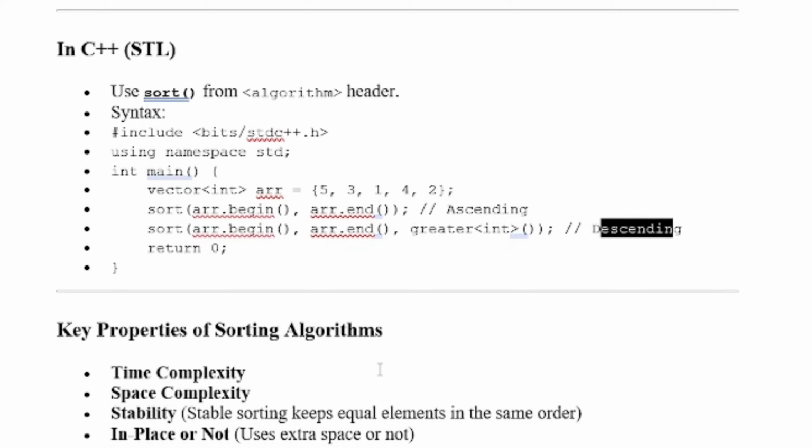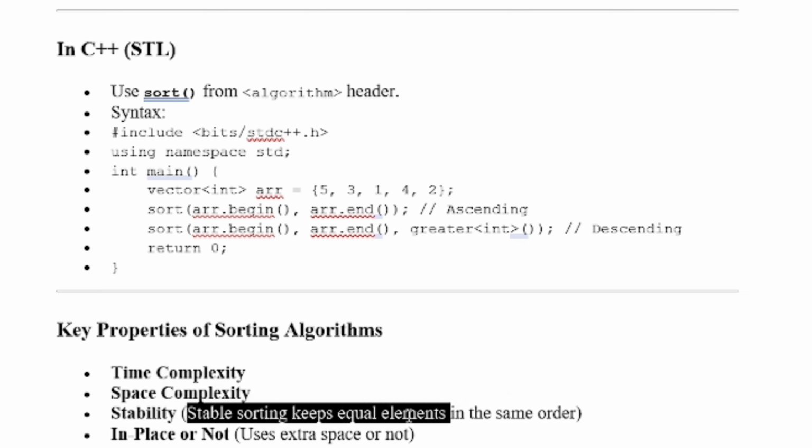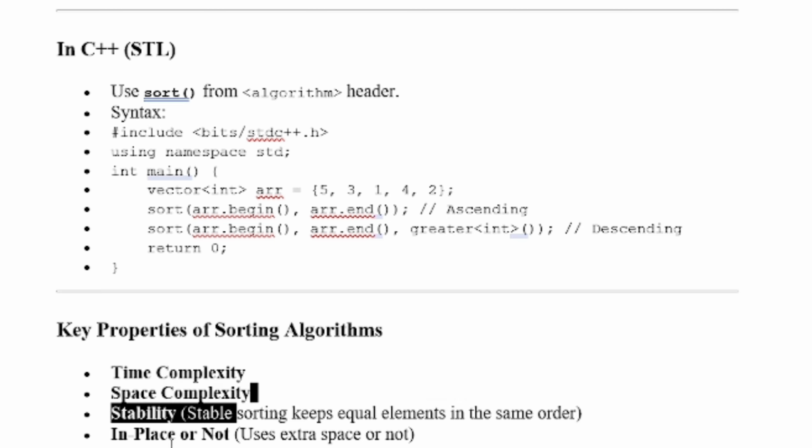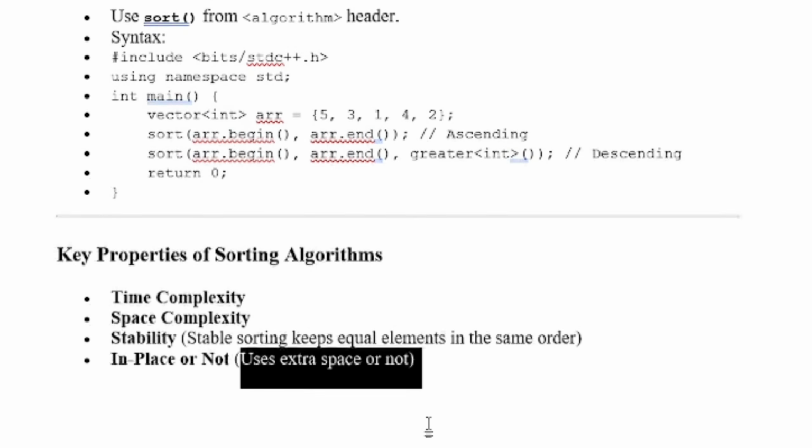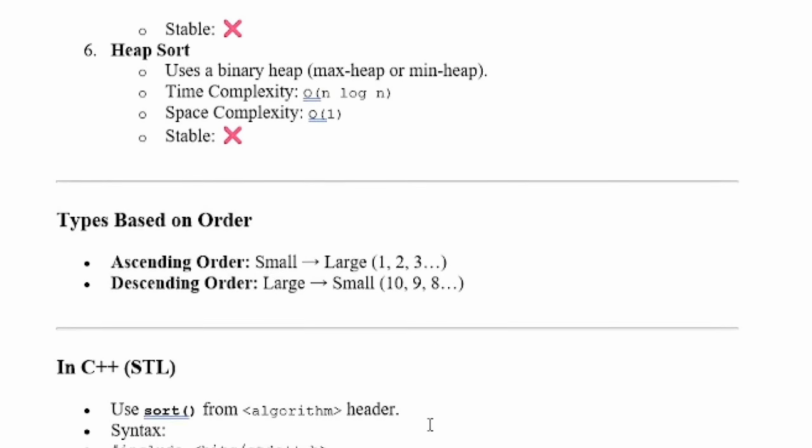Now come to the key properties of sorting algorithms: the time complexity, the space complexity, and stability. Stable sorting keeps equal elements in the same order. And whether it is in place or not, that is, whether it uses extra space or not. So these are the key points of sorting algorithms. I think this one is clear to you.